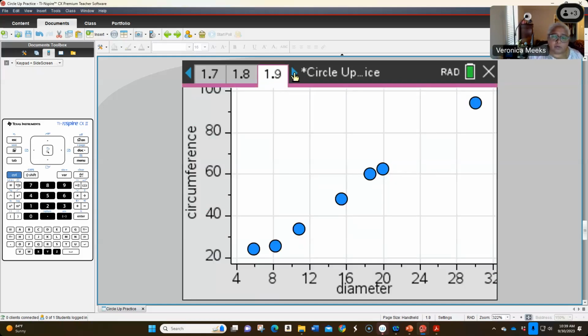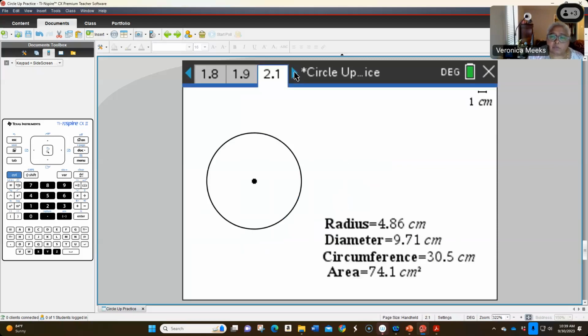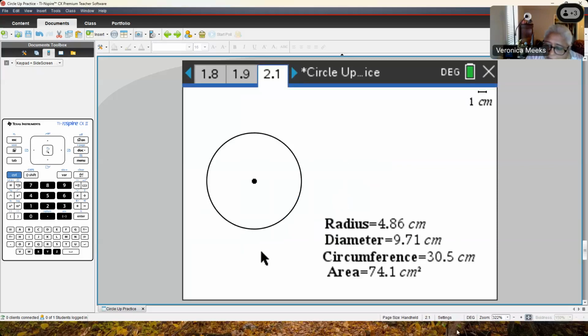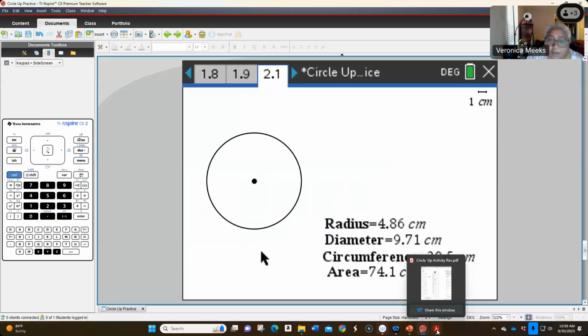And so I went ahead and did the diameter and circumference. When you go in the student pages for diameter and circumference, we don't have them doing a trend line. We're just having them do a regression. And then we're going to take the time, and I'm going to pull back up the activity so you can see what I'm talking about here.